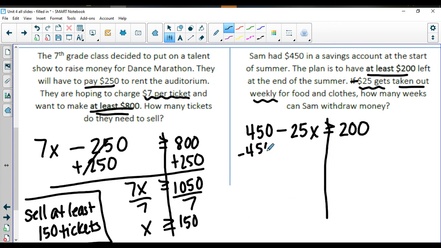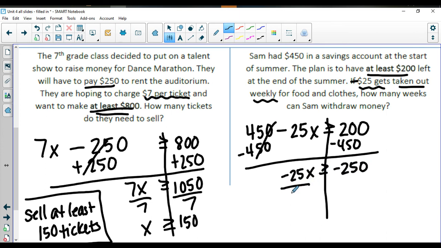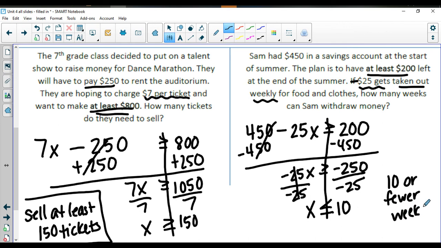So we're going to go ahead and subtract our $450 on both sides, bring down our negative 25x is greater than or equal to, we get negative 250. We're going to divide by negative 25. And if that's kind of giving you a signal, ooh, we need to flip our inequality, you are correct. So x is less than or equal to 10. So in order for him to have at least $200 left, how many weeks can he withdraw money? So 10 or fewer weeks, because x is less than or equal to 10.